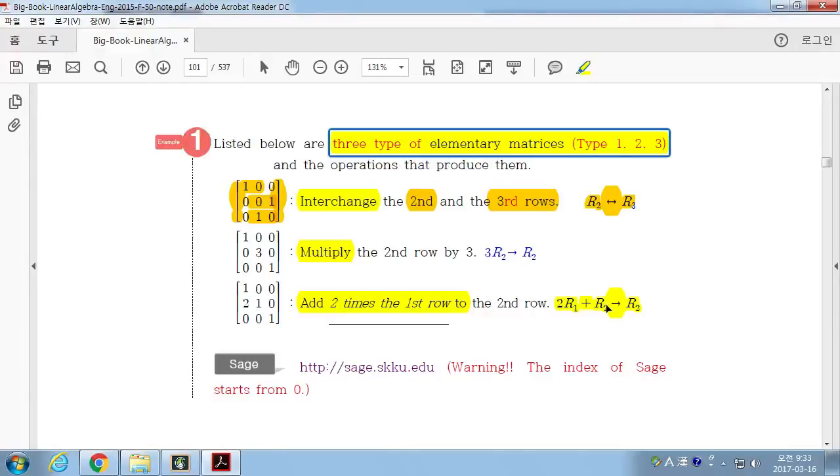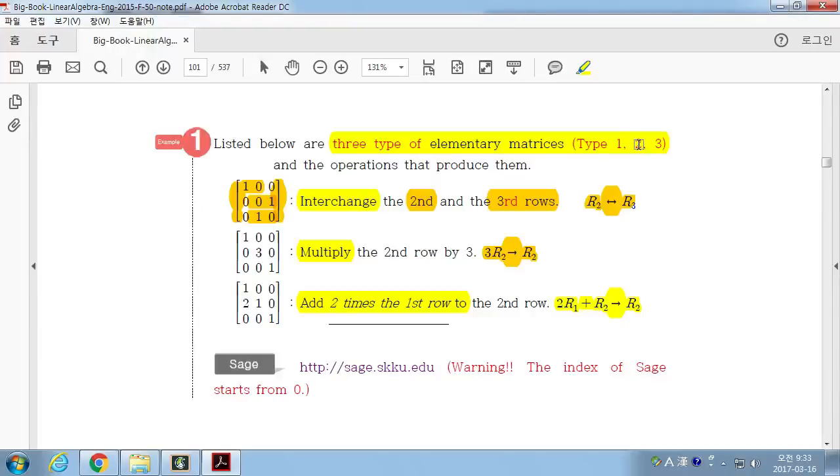Second, if you multiply a scalar on a row, like a second type elementary row operation, then you will see a scalar multiple on one row of the identity matrix. Then this type of matrix is called a second type elementary matrix.